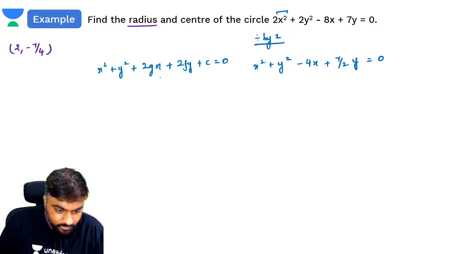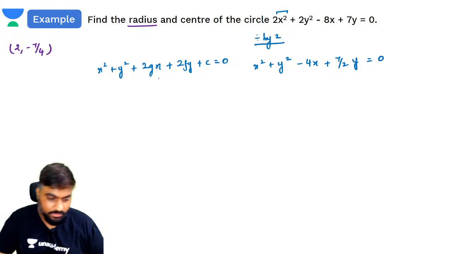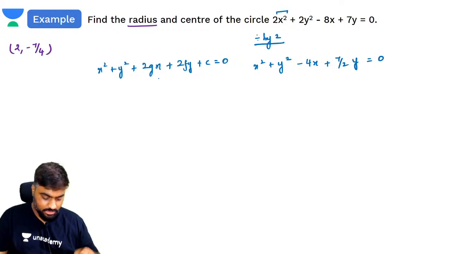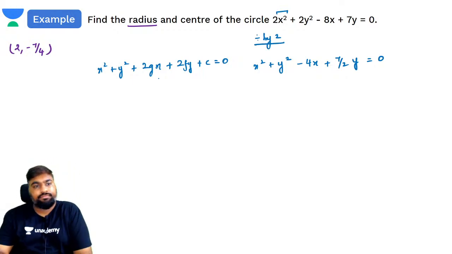Radius is 1/4 of root 43. Okay. ठीक है. Let's quickly check that out.